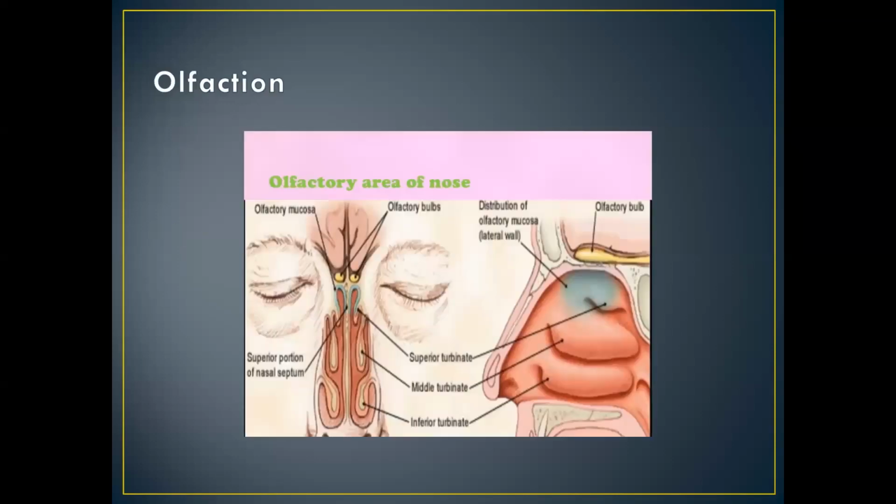Olfaction: as we can see, the upper one third of the nasal cavity is lined by olfactory mucosa. There are certain nerves. This is the olfactory bulb, part of the olfactory pathway. So there are nerve endings. When air goes inside and reaches there, we sense the smell.